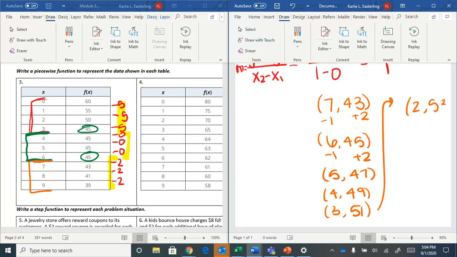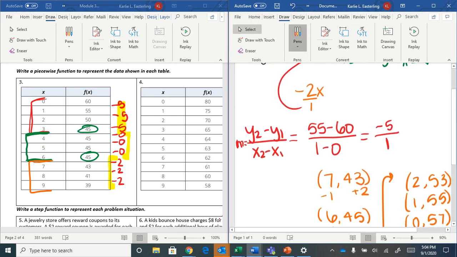Add the 2, you'll get 53. Subtract 2 again, add 2, subtract 1, you'll get 55. And then finally subtract your last one, and you'll get 57. So 57 is going to be our y-intercept here.